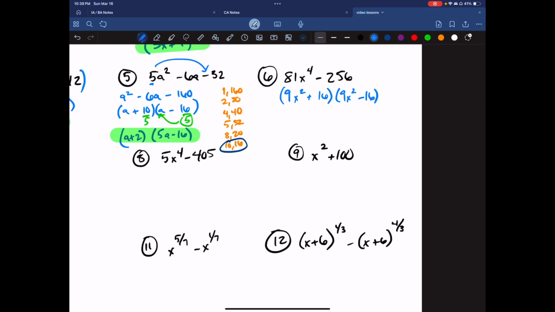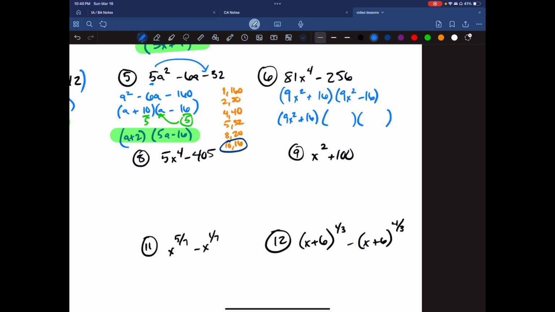Okay. Well, 9x squared plus 16, that's good. It's a plus. Both terms are perfect squares, but I'm adding, so I can't do anything with that. So I'm going to bring it down. X squared plus 16. But 9x squared minus 16, I'm still dealing with the difference of two squares here. So I'm going to have to factor again.